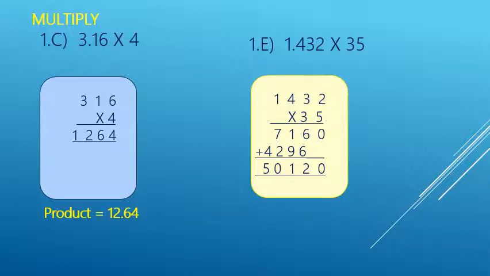Now what we have to do, we will note the number of decimal places, and we see that the number of decimal places in 1.432 is 3. So we will put the decimal point after 3 digits from the right hand side in the product. So our product is 50.120, which can also be written as 50.12.